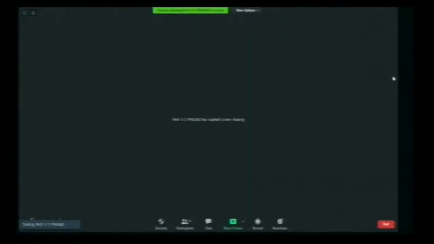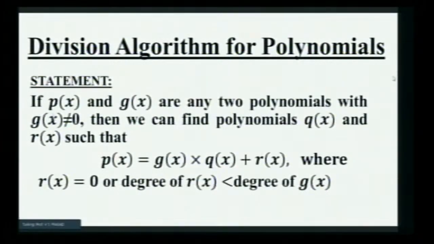The statement comes like this. If p of x and g of x are any two polynomials, of course with g of x not equal to 0, because we are dividing by this polynomial, and dividing by 0 is not allowed in mathematics. That's why we put that condition, g of x is not equal to 0. Then we can find two polynomials, say q of x, which we call the quotient, and r of x, which we call the remainder of the division, such that p of x is equal to g of x times q of x plus r of x, where r of x is either 0.